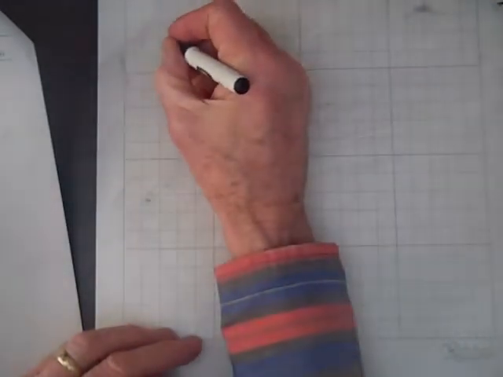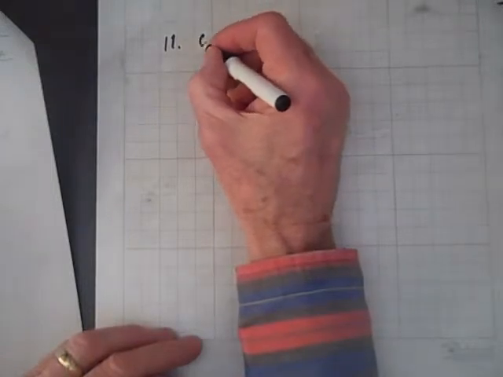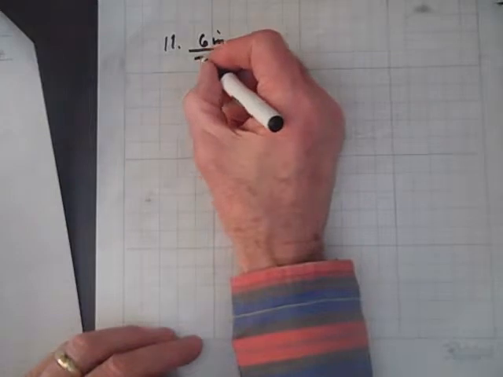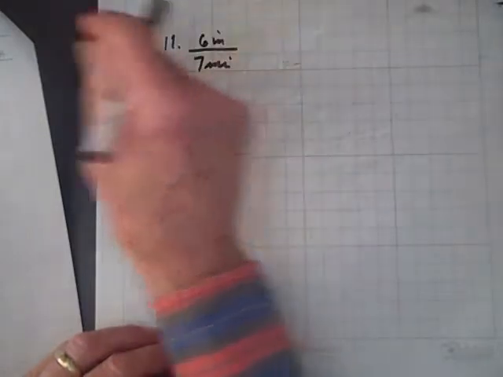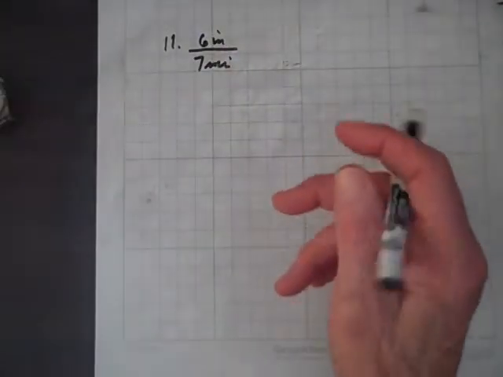So here we go, 11. And we have 6 inches per 7 miles. So on a map, 6 inches represents 7 miles on the ground.